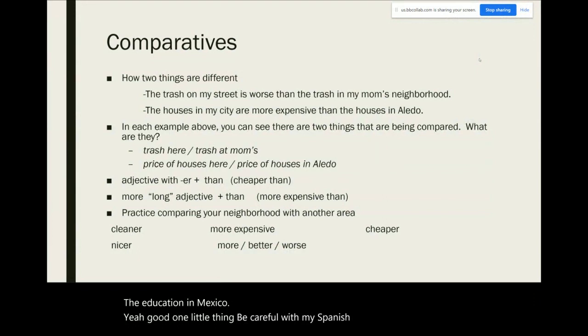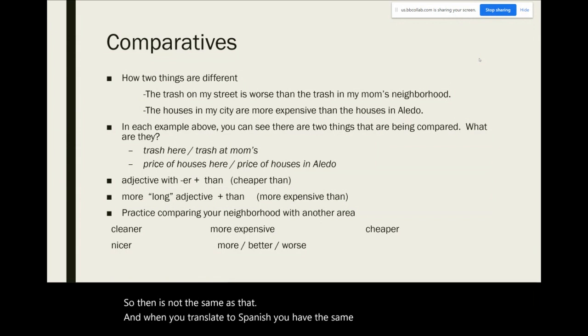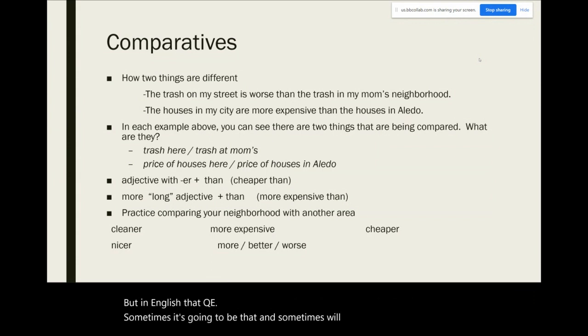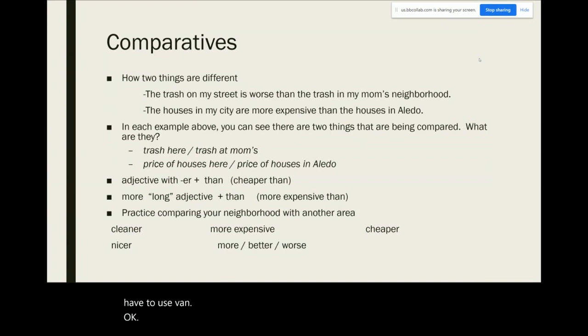I want you guys to be careful with than. Than is not the same as that. When you translate to Spanish, you have the same word, que. But in English, that que sometimes is going to be that, and sometimes will be than. In this case, we have to use than. Does that make sense? Yeah, so that's a little bonus for my Spanish speakers.